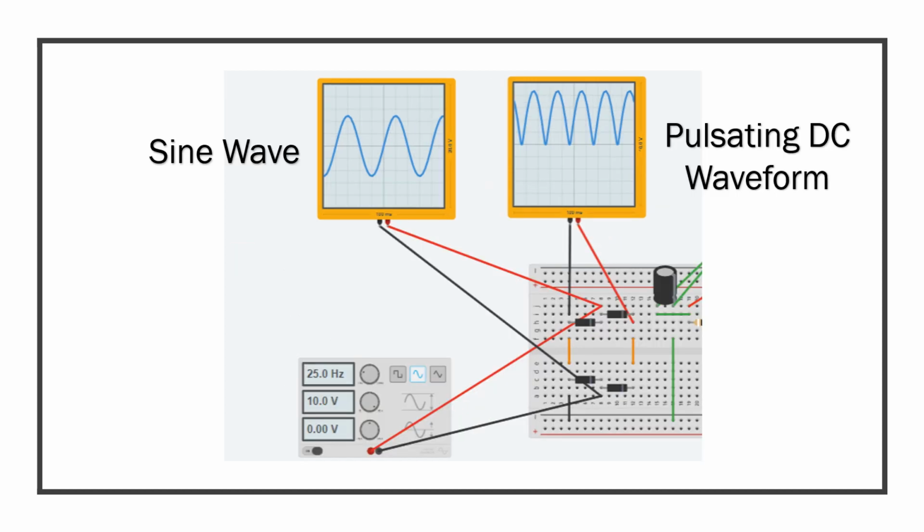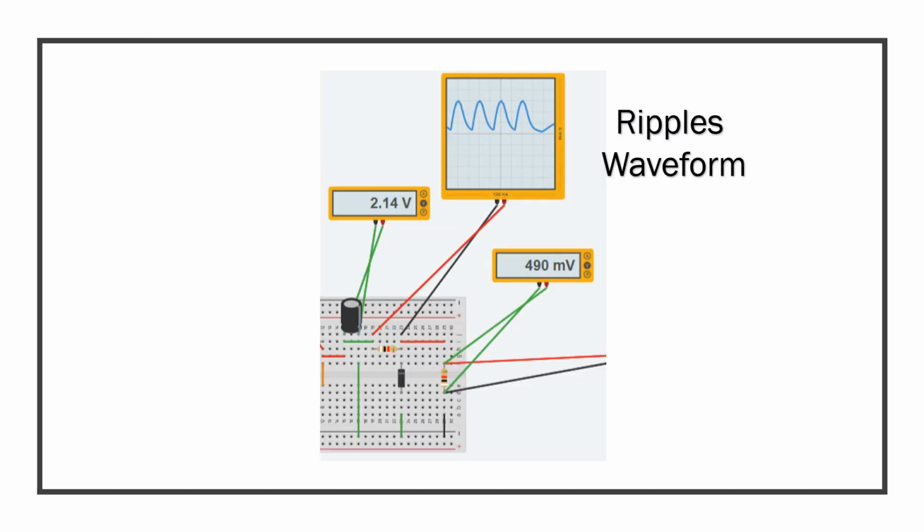The sine wave shown is the voltage of an AC power supply, while the pulsating DC waveform shown is due to the bridge rectifier converting the AC power supply to DC output. Next, the ripple waveform shown is because of the capacitor, due to the charging and discharging of the capacitor as it attempts to smooth out the pulsating DC waveform.